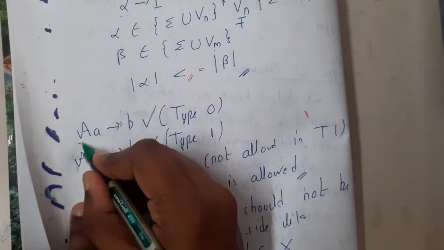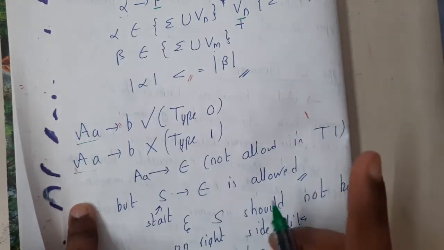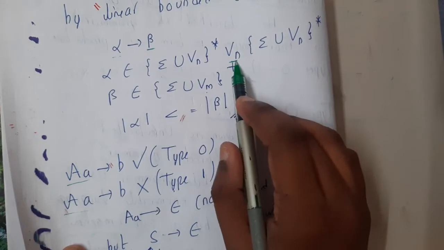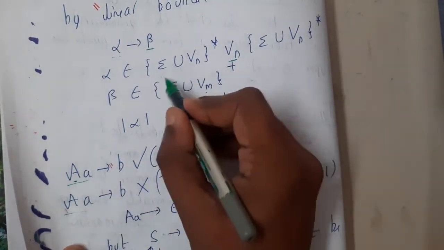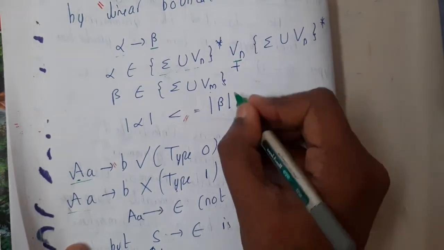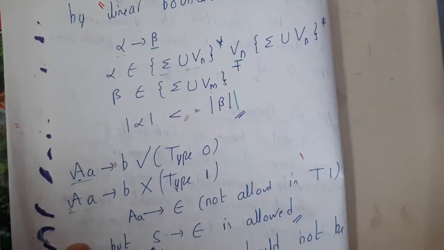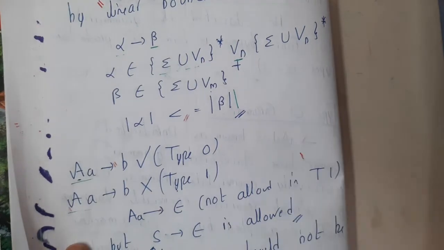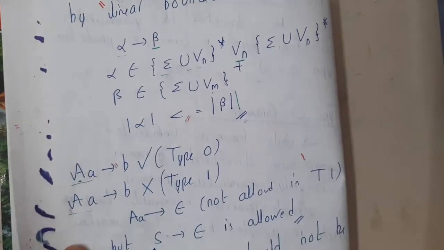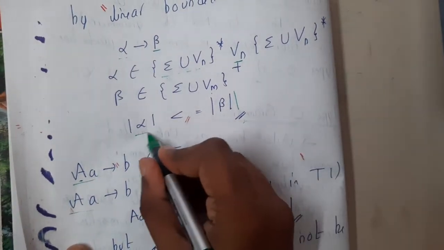On the left hand side we can have anything. I made a bit of a silly mistake, guys. Here it is a Vn. One Vn is mandatory, meaning one capital letter is mandatory, and along with that I can have anything after that. The only condition here is this, guys.